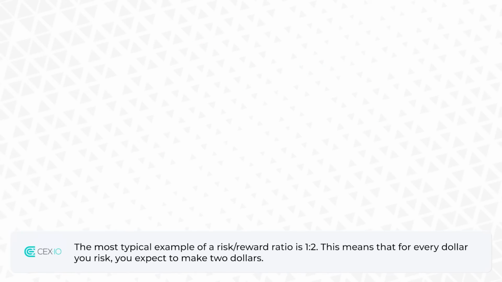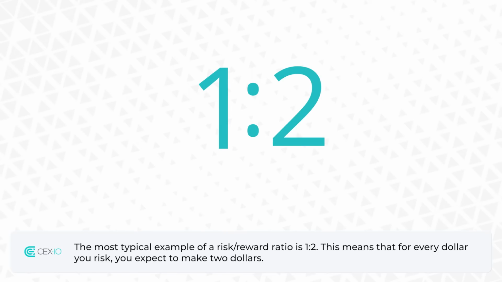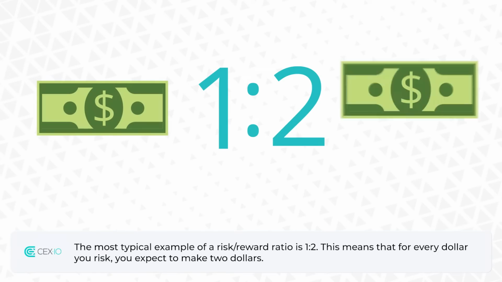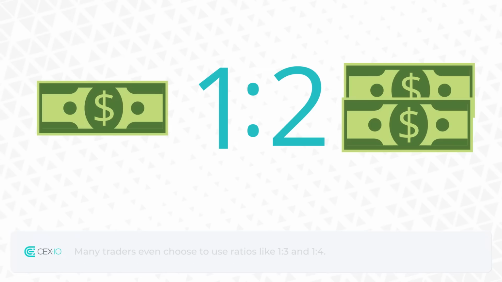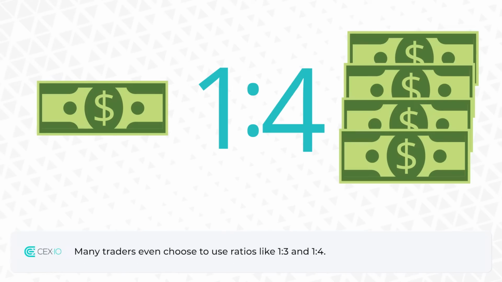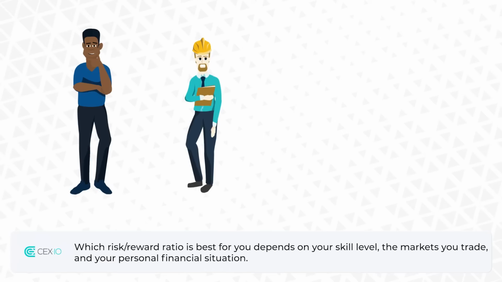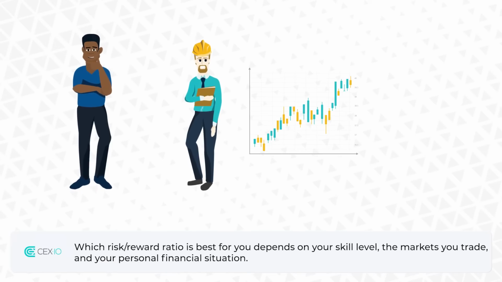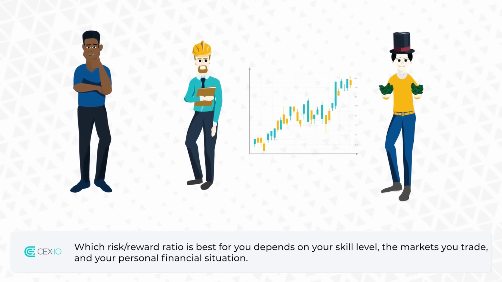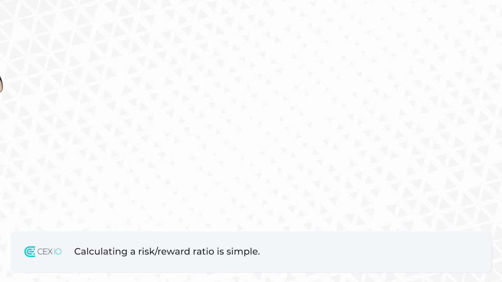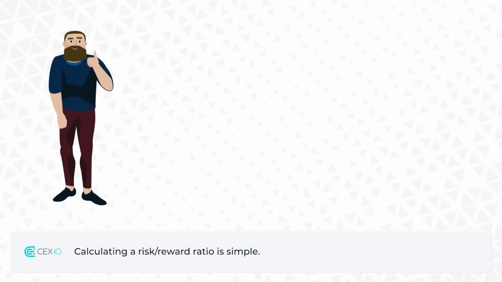The most typical example of a risk or reward ratio is 1 to 2. This means that for every dollar you risk, you expect to make $2. Many traders even choose to use ratios like 1 to 3 and 1 to 4. Which risk or reward ratio is best for you depends on your skill level, the markets you trade, and your personal financial situation. Calculating a risk or reward ratio is simple.